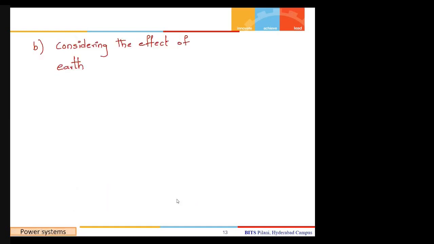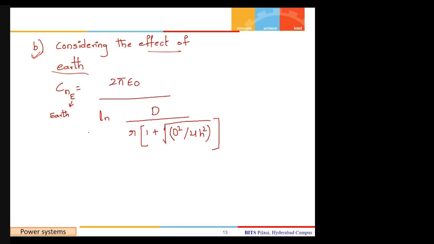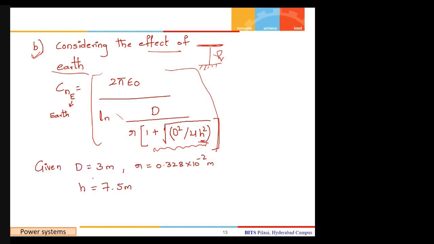After that, consider the second case, that is the effect of earth. First, we have not taken the effect of earth. Now we'll be taking the effect of earth. So the capacitance with respect to earth formula is 2 pi epsilon naught divided by ln of d by r. Now one extra term is there, which is 1 plus under root d square by 4h square, where h is the distance above the ground. So this is your ground, and here the conductor is there. So h is the distance above the ground. Now d is 3 meter, radius is 0.328 times 10 to the power minus 2 meter, and the distance of the conductor above the ground is 7.5 meter.